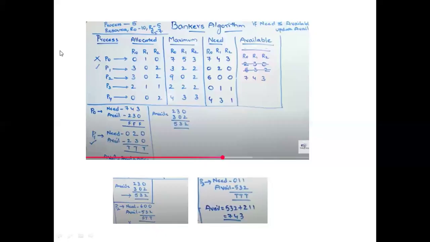Okay, let's continue here. So you can find the available. Let's check how you can execute P0, P1, P2, and so on. So you have the sum. Let's look at the highlighted part here.